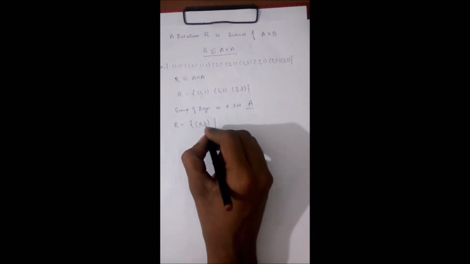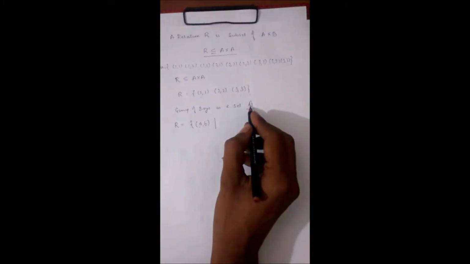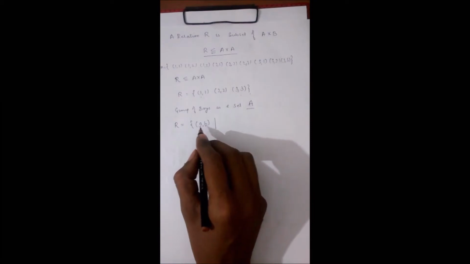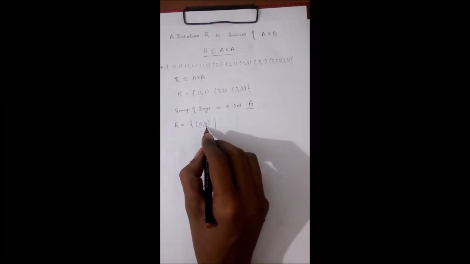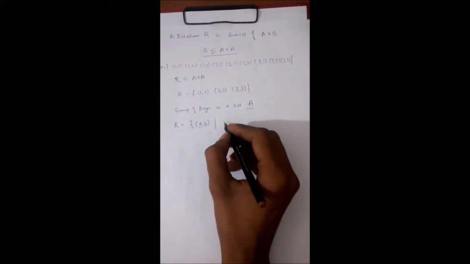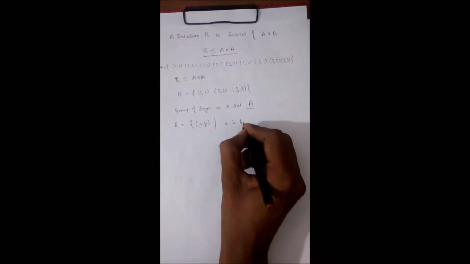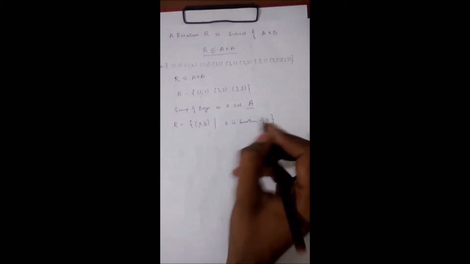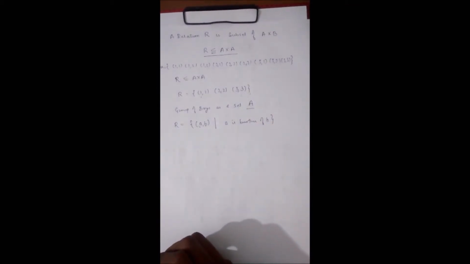These will be those boys which are in the set A. A is a boy in set A, B is a boy in set A. I need (A, B), which means A is related with B. In what manner? This is how I define my relation, that A is brother of B. Simple. This is a relation.